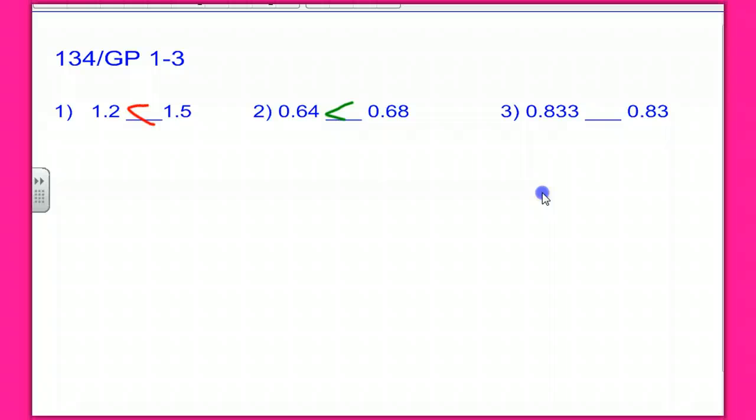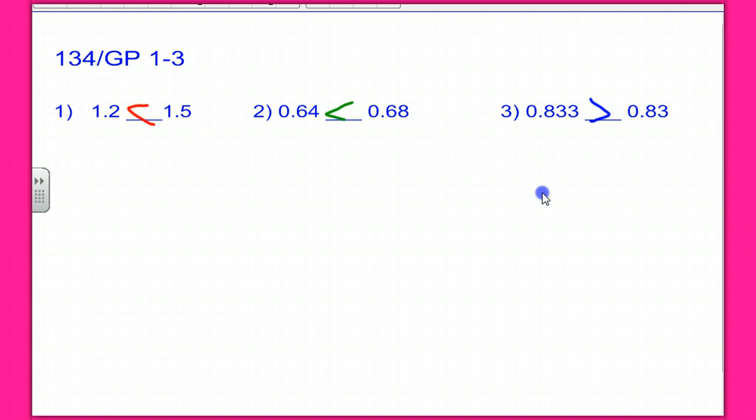Okay, Kenny. This is a little tricky. This one, we have numbers that are not the same length. So let's see what you decide here. Thumbs up if you agree with her. Awesome job. And can you read it for us? 0.833 is greater than 0.83.